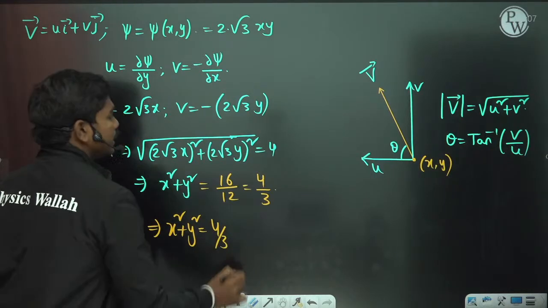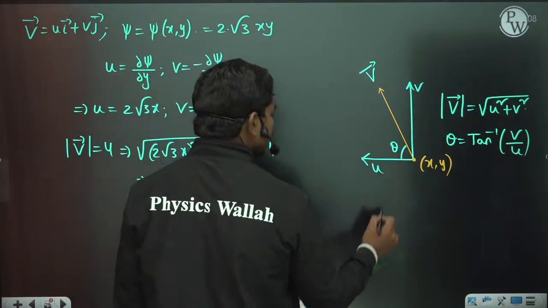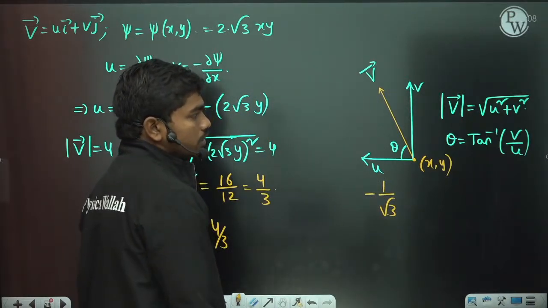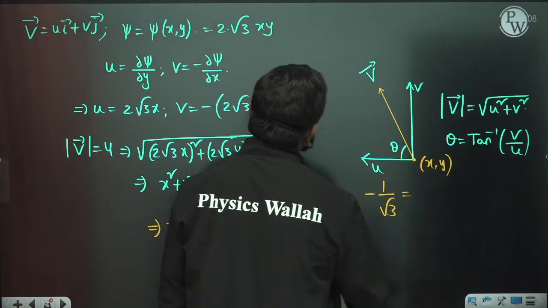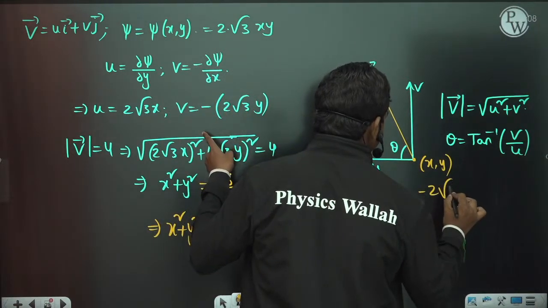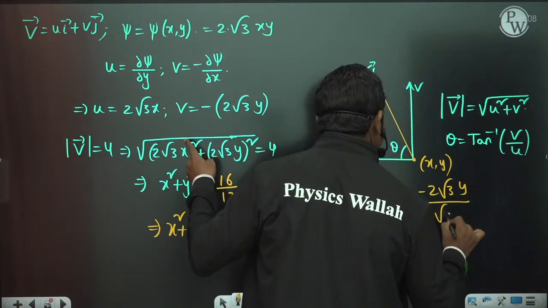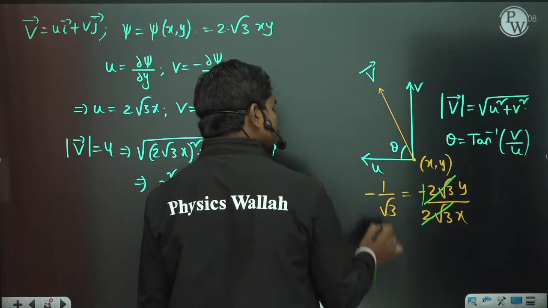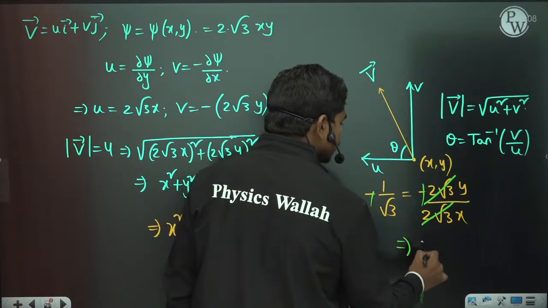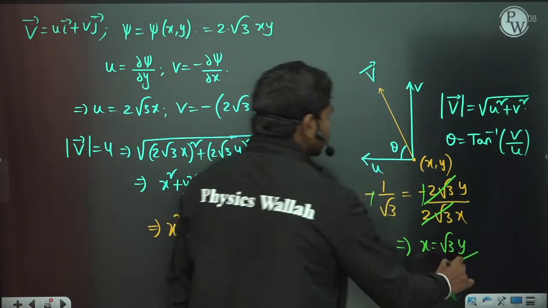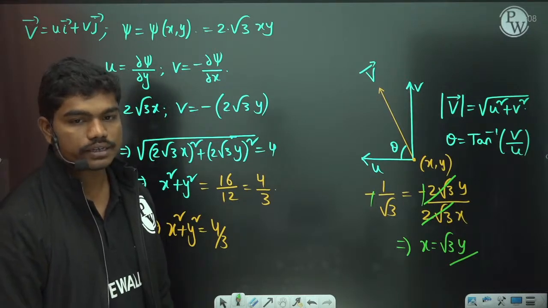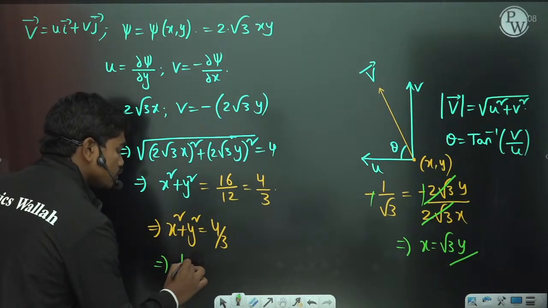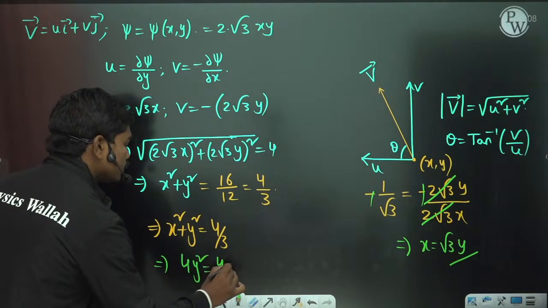So x square plus y square value is 4 by 3. Okay, next coming to this value, tan theta. So theta is 150. So tan theta is minus 1 by root 3. Okay, so tan 150 is nothing but tan 180 minus 30. So minus 1 by root 3 is equal to v minus 2 root 3 y divided by 2 root 3 x u component. So if you simplify them, 2 root 3 gets cancelled, minus and minus gets cancelled, so you can write x is equal to root 3 times y. So if you replace here root 3 y whole square plus y square, so 4 y square is equal to 4 by 3 is what you have.